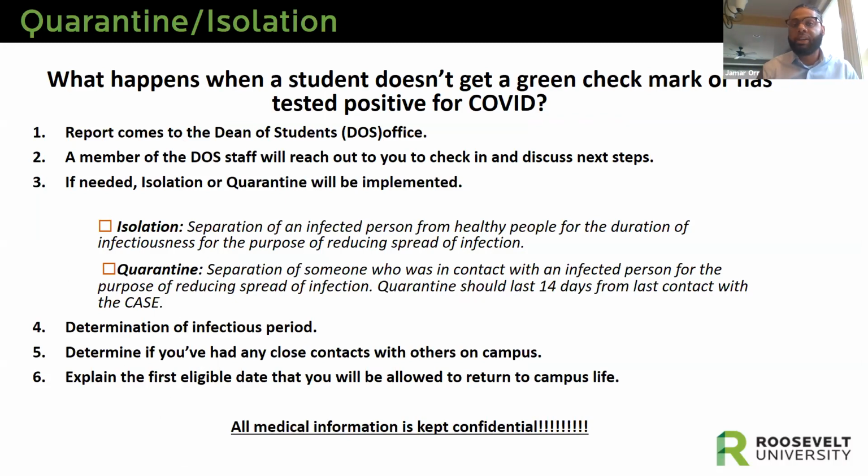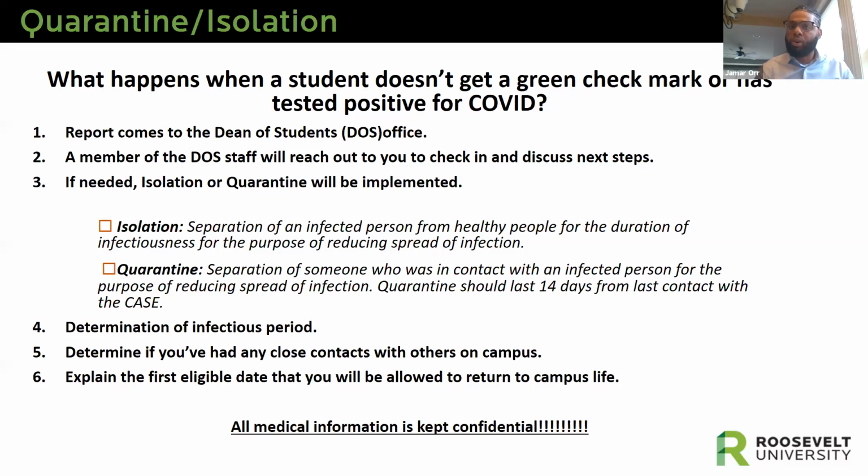At that point, a member of the DOS staff will reach out to you just to check in and discuss next steps. If needed, isolation or quarantine will be implemented. And so if you're like me, you've been hearing these terms for a long time and may not understand what is the difference between isolation and quarantine. So a student who is in isolation because they themselves have tested positive or they have symptoms, versus quarantine, which is for individuals who have come in contact with an infected person and they themselves are a personal close contact.